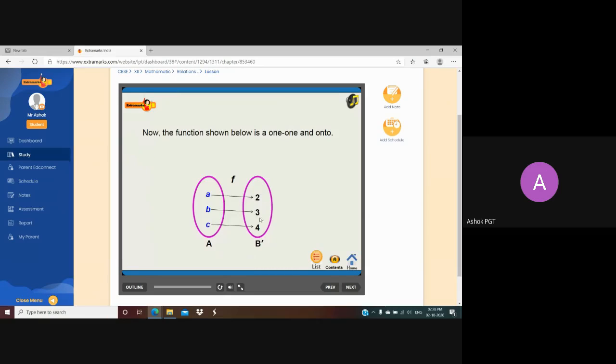And every element in set B dash has only one pre-image. Hence, it is called a one-one function. If a function is both one-one and onto, it can be called a bijective function. Students, are you clear? If a function is both one-one and onto, it is called a bijective function. Students, are you clear or not?